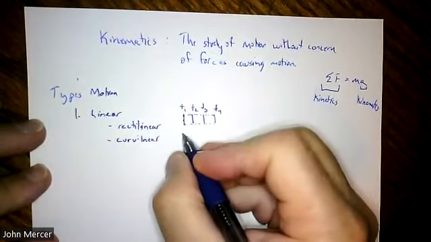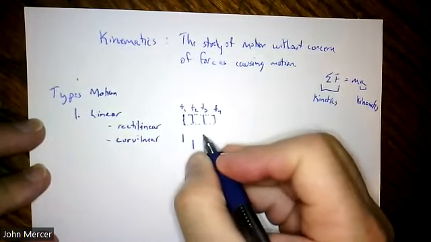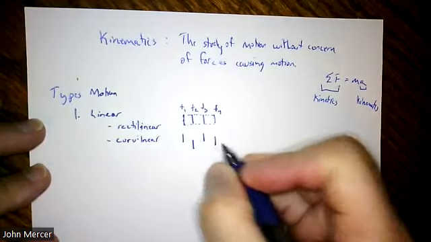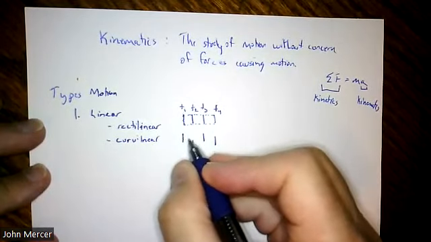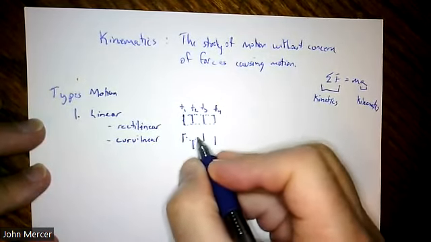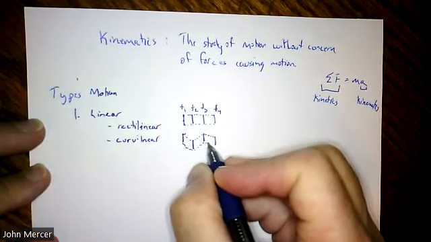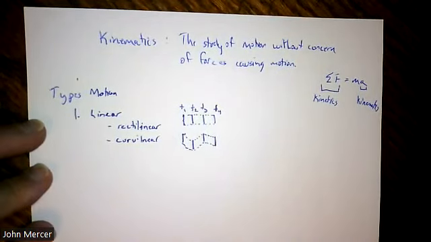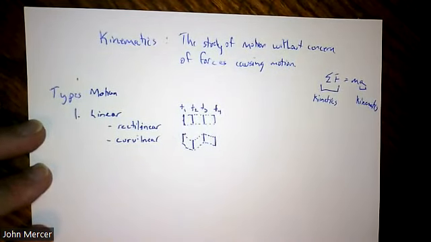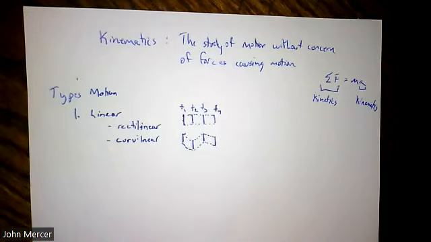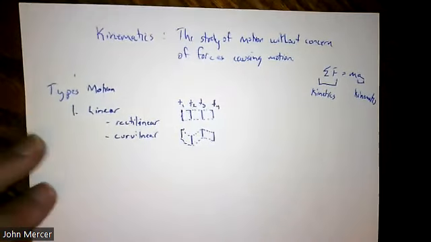In curvilinear, we simply keep the same orientation of that object as it moves along a curved path. And if we trace those lines, we would actually find that they're the same exact distance. So all points of the object travel the same distance.